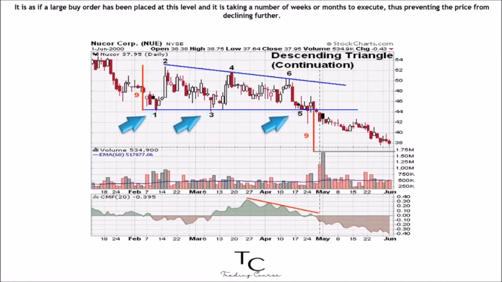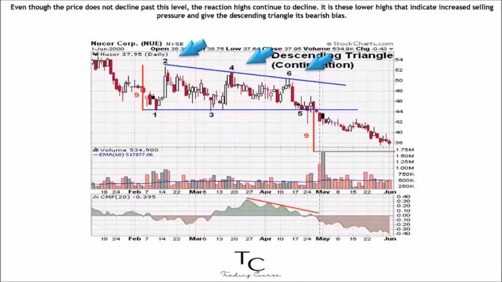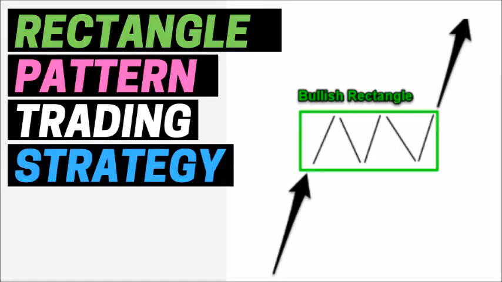It is as if a large buy order has been placed at this level and it is taking a number of weeks or months to execute, thus preventing the price from declining further. Even though the price does not decline past this level, the reaction highs continue to decline. It is these lower highs that indicate increased selling pressure and give the descending triangle its bearish bias.